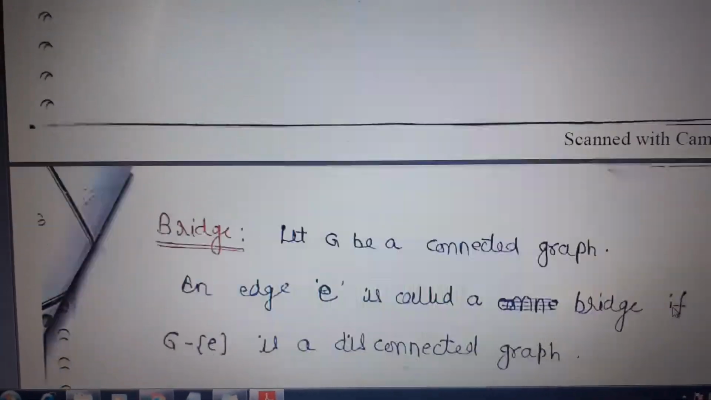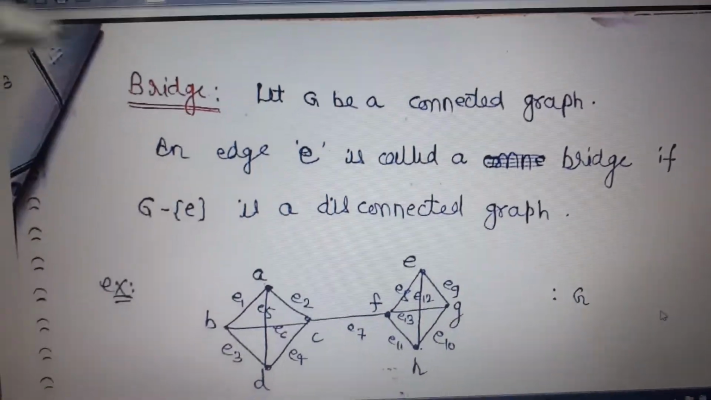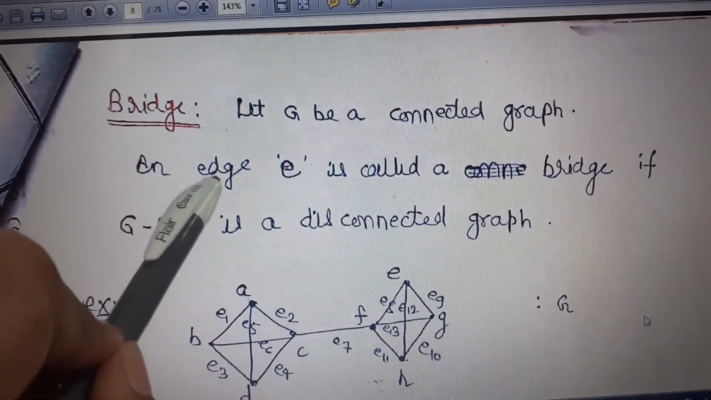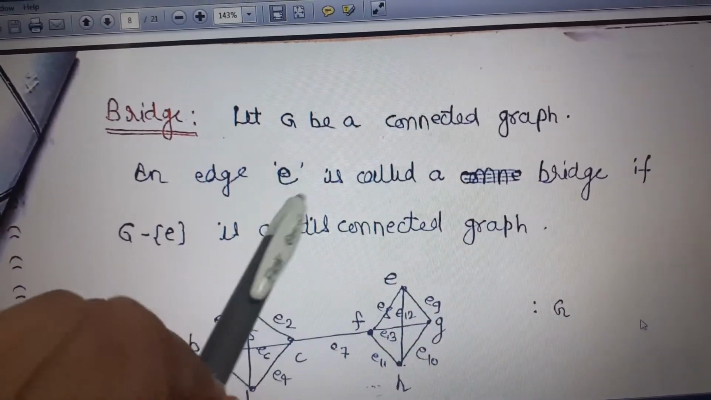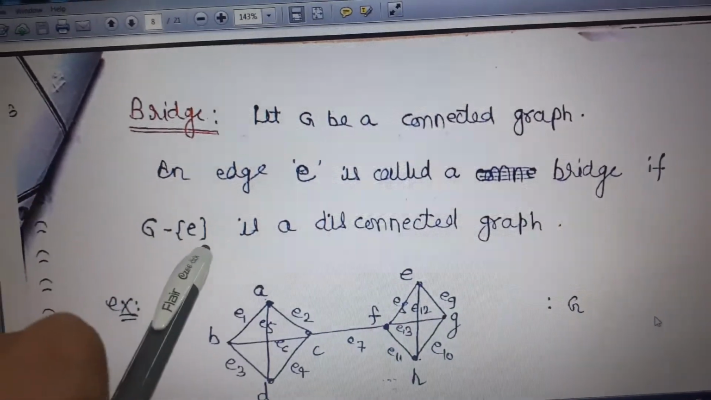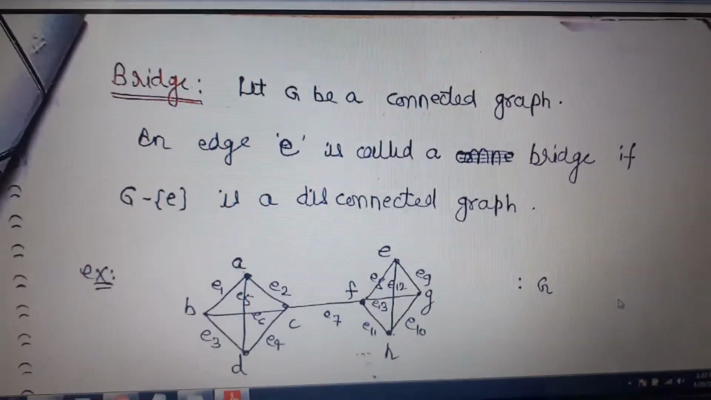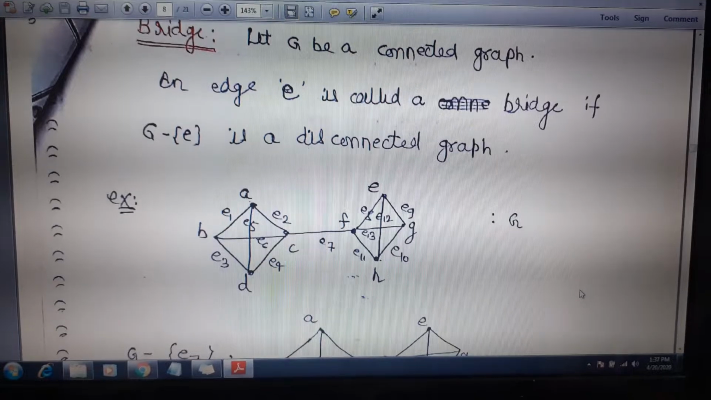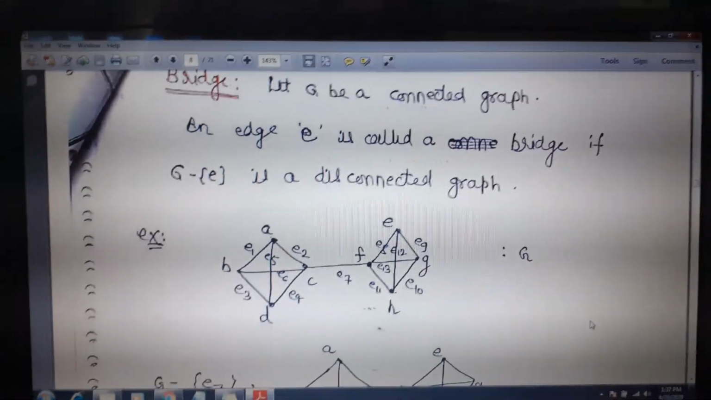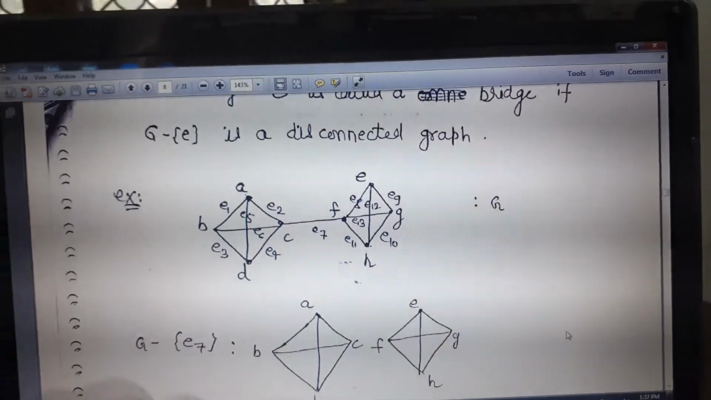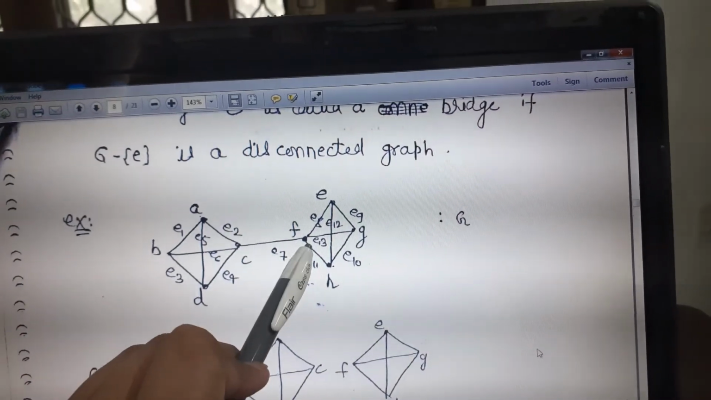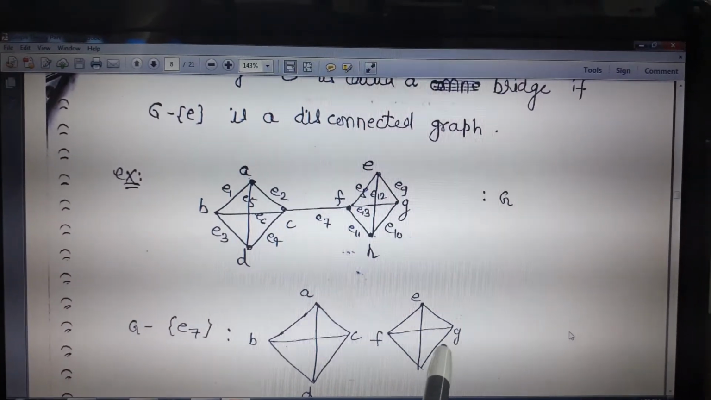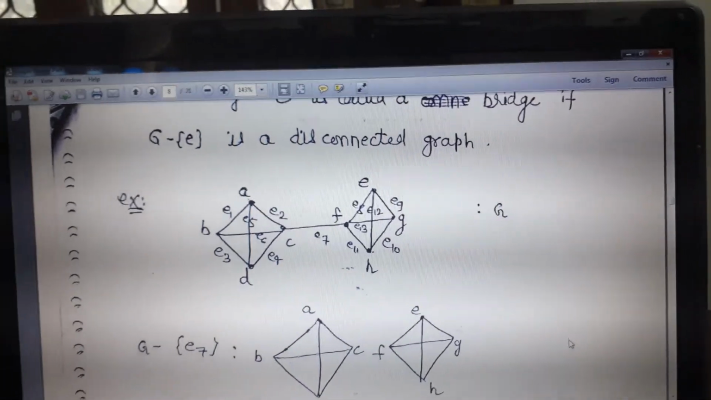Okay, the next topic is the bridge. Bridge, suppose again you are having a connected graph. If you remove an edge E from the given graph, then E is said to be a bridge if G minus E is a disconnected graph. So look at this graph G. Now we have to remove the edges. Suppose I remove the edge E7. If I remove this edge E7, the graph will become this one. Now since this graph is disconnected, hence E7 is a bridge.